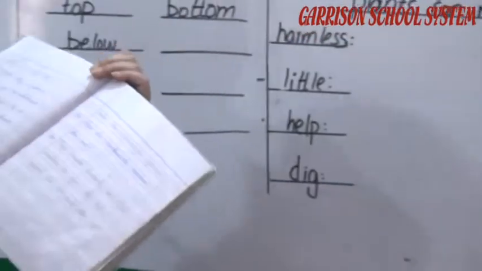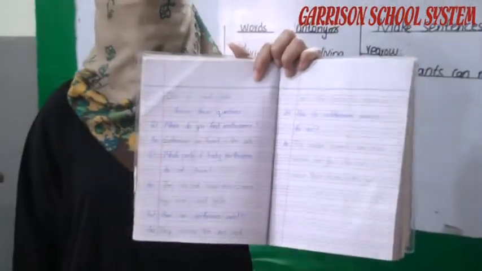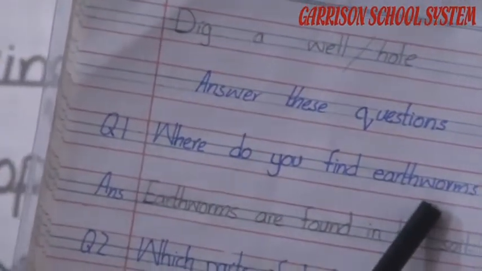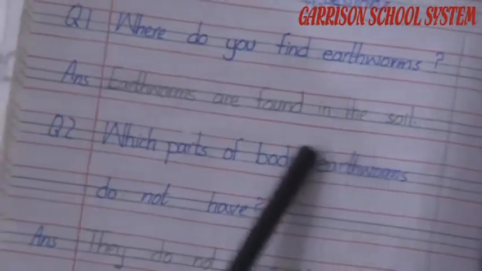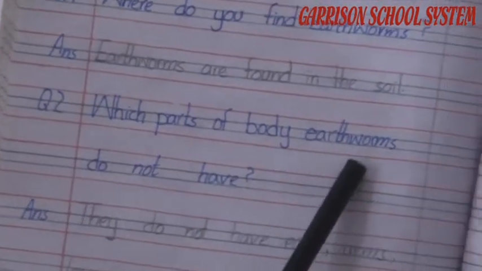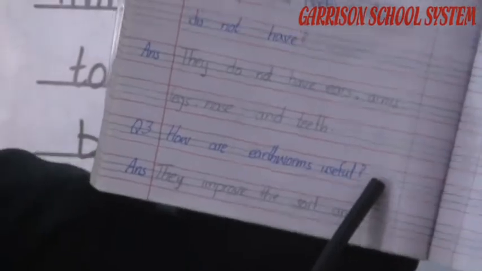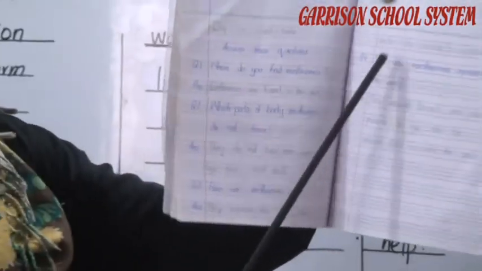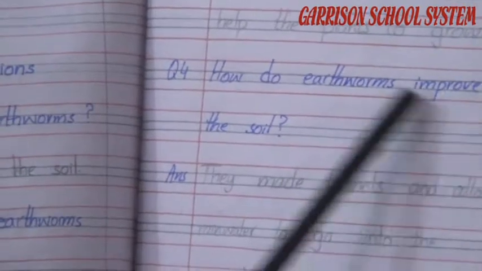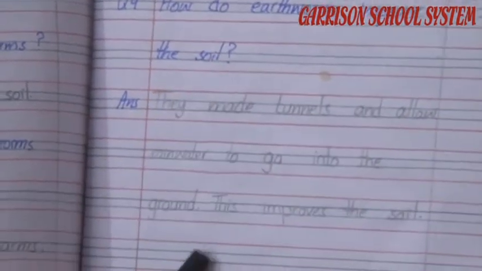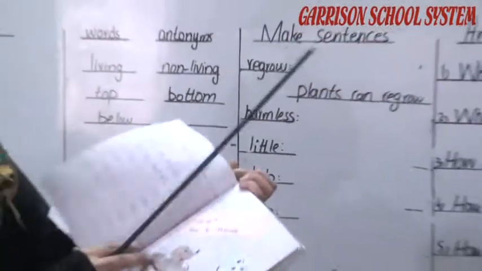The next activity is question answers. Answer these questions. The first is, where do you find earthworms? The answer is there. Next one, which part of the body do earthworms not have? The answer is there. How are earthworms useful? The answer is here. Next one, how do earthworms improve the soil? The answer is here.